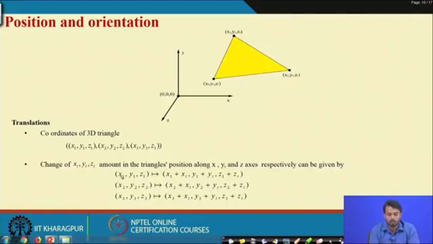So, the position will be changed from x1, y1, z1 to x1 plus xt, because it is translated by xt amount in the x axis, similarly yt amount in the y axis and zt amount in the z axis. So, each of the coordinates will be translated by the amount of xt, yt and zt. Similarly, for x2, y2 and z2, we can observe this property.